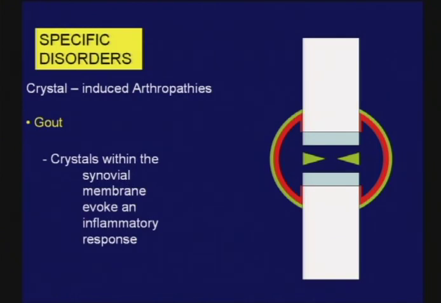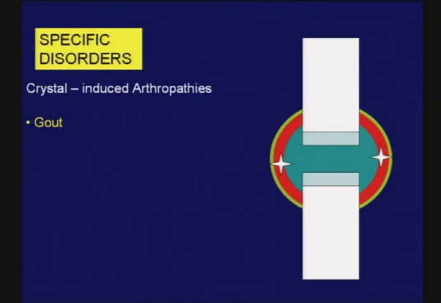We begin with gout, which is generally a clinical diagnosis and not an imaging diagnosis. Here, the disease, in terms of pathogenesis, begins as crystals are carried to the synovial membrane by the bloodstream. They evoke a synovitis and a large joint effusion. This is the inflammatory response to those crystals.